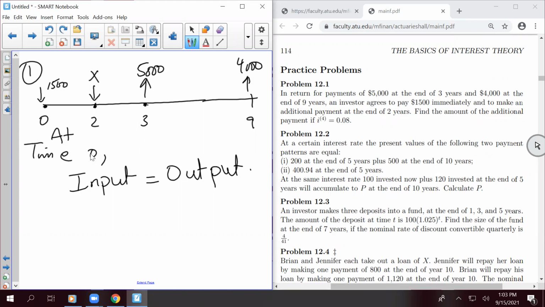So what's the value of 1500 at time zero? 1500 plus the other input is x at time two. So what's the present value of x that's happening at time two? X divided by (1 plus i) to the 2. So isn't it just x nu square? Because 1 over 1 plus i is nu. Right? It'd be x over (1 plus i) whole square. So basically x nu square.